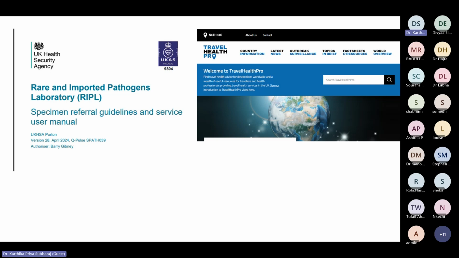And next, there are a few documents you need to read. This I have already suggested, the travel related healthcare advice in UK. This is followed by the NaTHNaC document. Another one is the Rare and Imported Pathogens Laboratory. This you need to remember because most of the Zika and all the travel related things are referred to this lab. So if you go to their page, it will be around 20 to 30 pages, but this is worth reading because you might get around 3 to 5 questions from this document.